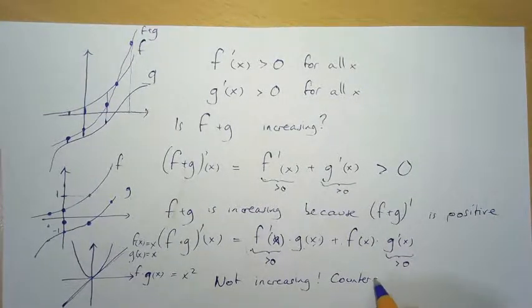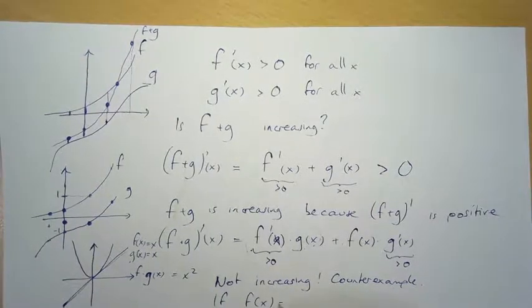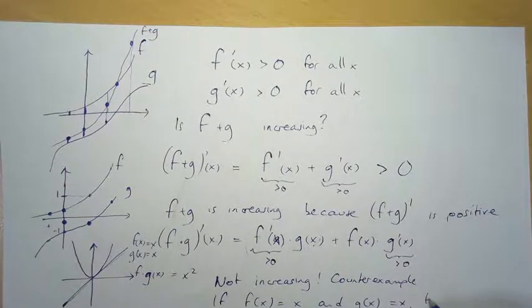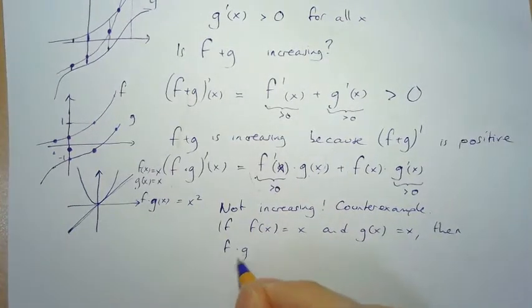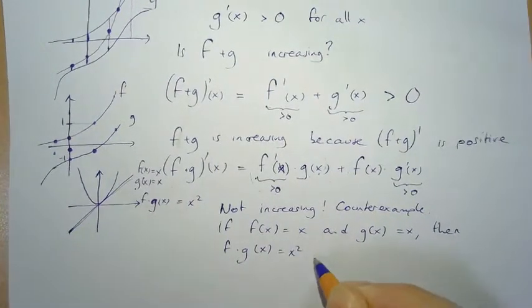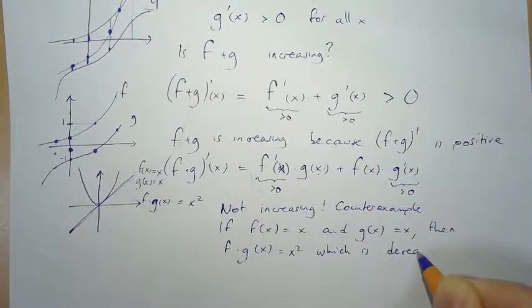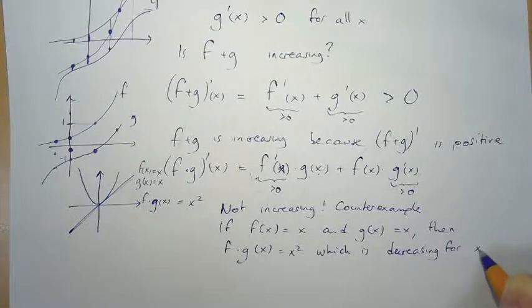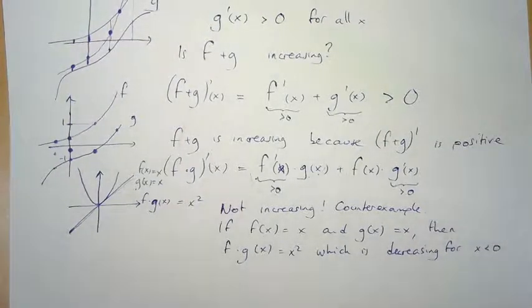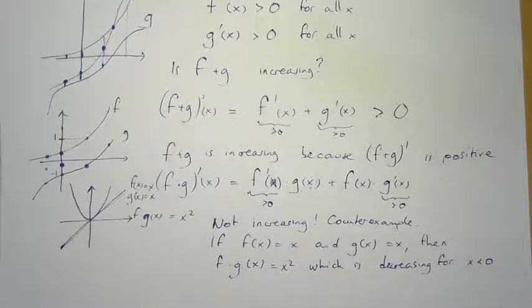Counterexample: if f of x equals x and g of x equals x, then f times g of x equals x squared, which is decreasing for x less than 0. So that's a counterexample. It shows that the answer to 114 is false.